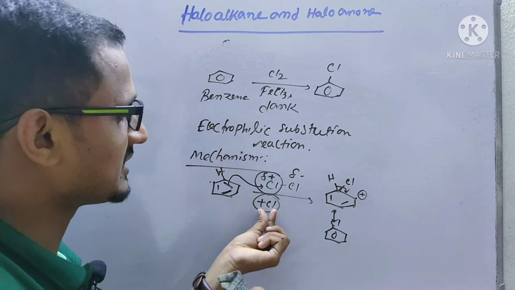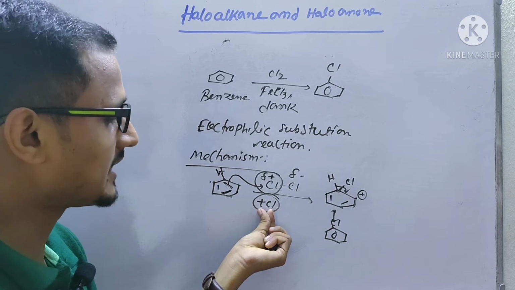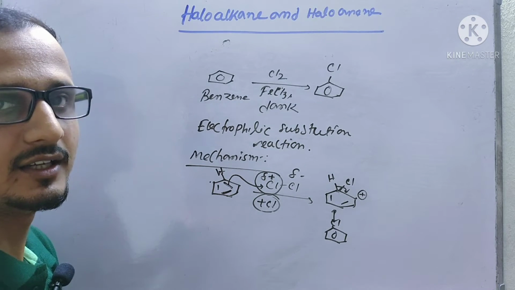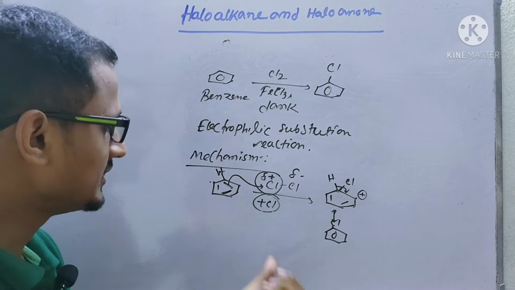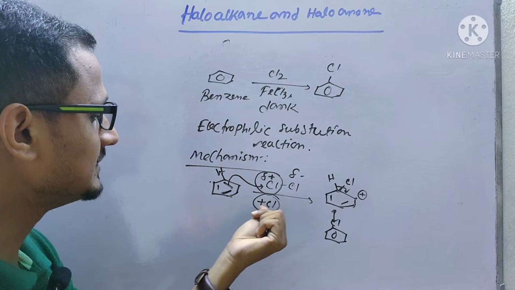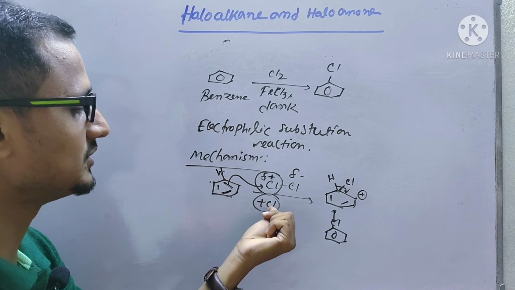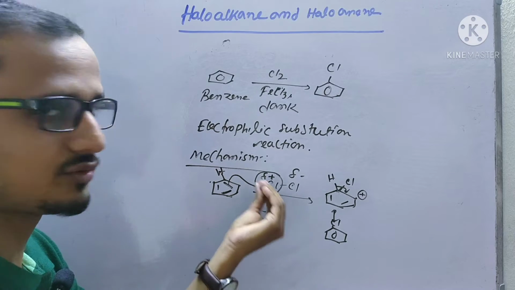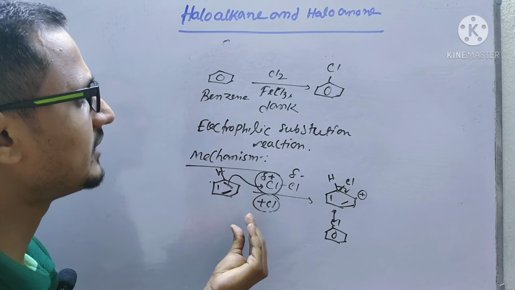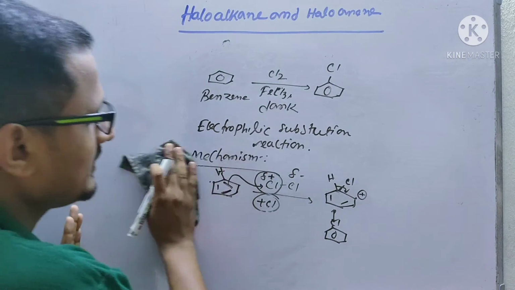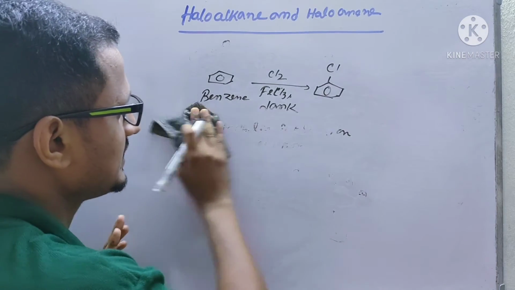So Cl plus is nothing but an electrophile. That means those species which love to attack the electron are the electrophile. So this chlorine is attacking this species, actually attacking this pi bond. So that is why this is an electrophile. The electrophile is substituting here, so this reaction is an electrophilic substitution reaction.